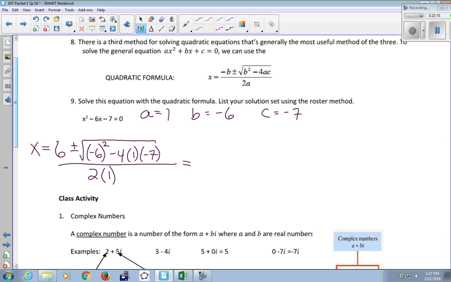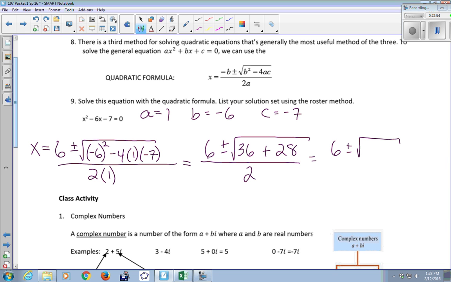And then we just very carefully evaluate this following the order of operations. So I have 6 plus or minus the square root. What is negative 6 squared? 36. It's positive 36 because it means negative 6 times negative 6. So I get 36. Then I have negative 4 times 1 times negative 7. What does that come out to? Positive 28. A lot of mistakes happen there with the signs, so be careful. That's all over 2. Okay, then I have 6 plus or minus the square root, 36 plus 28, 64, all over 2. And then first we can take the square root of 64. What is that?